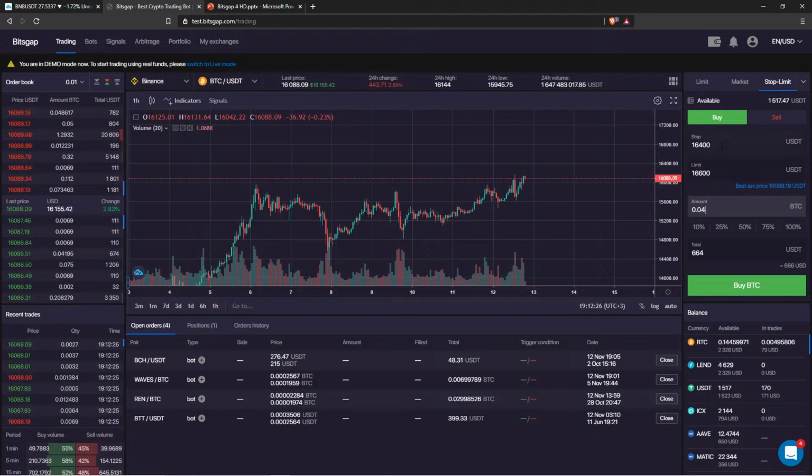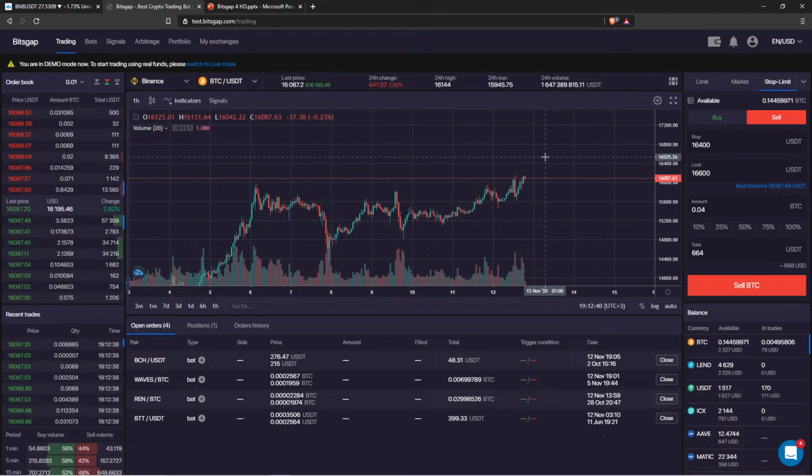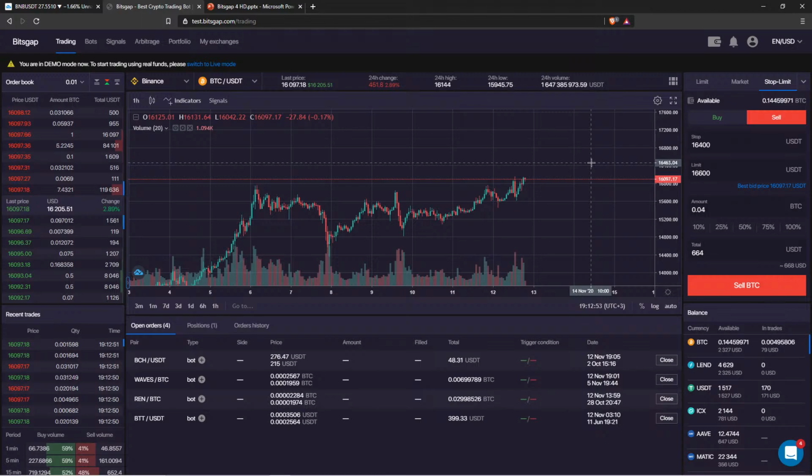So as soon as the market reaches 16,400, Bitsgap on your behalf will create a limit sell order, so that next time, if the market keeps rising to 16,600, it will automatically execute the limit sell order. So that's the way of how you can use the stop limit order, and you can actually use it as a stop loss for your current trades as well.